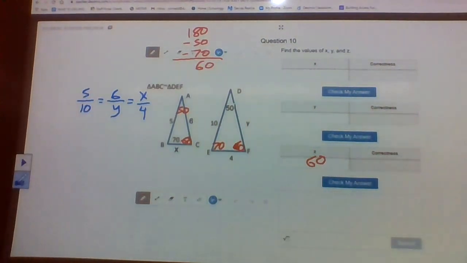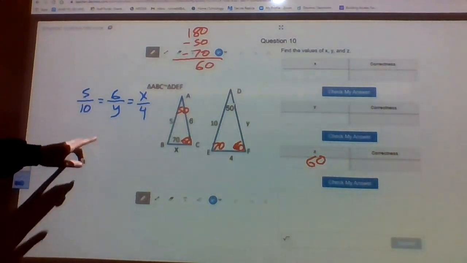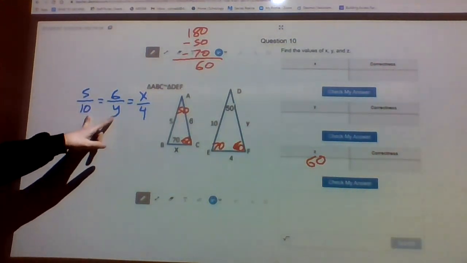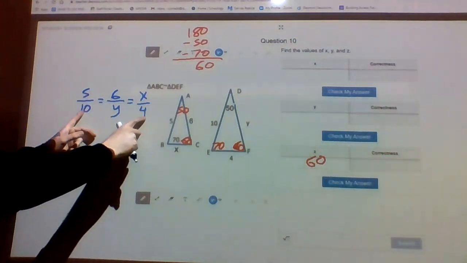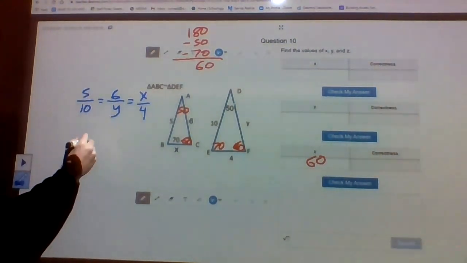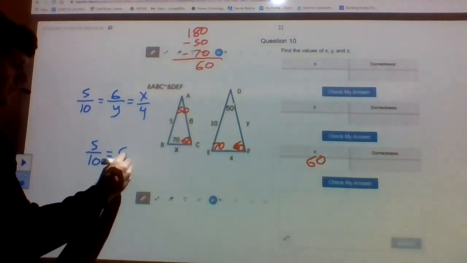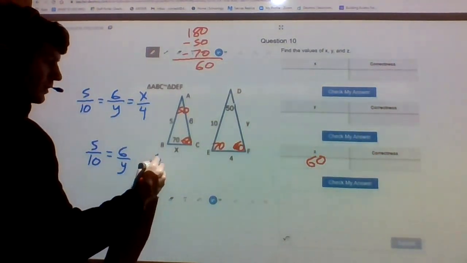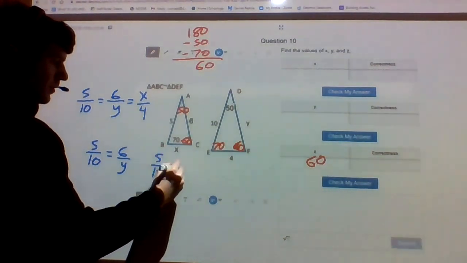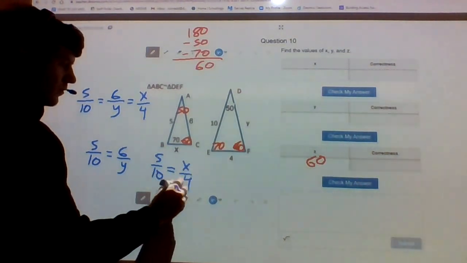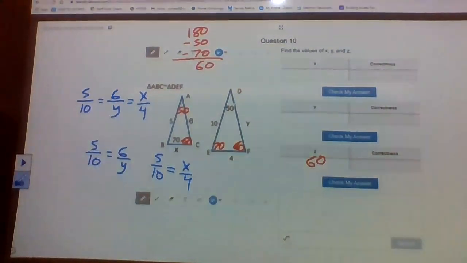To solve here, we only want one variable. So I'm going to pick the first two ratios for one proportion, and then the first and the third ratio for another proportion. So I'm going to do 5 over 10 equals 6 over Y. And I'm going to do that again over here, 5 over 10, except this time I'm going to set it equal to X over 4. So I did these two and then these two. Okay, we want to cross multiply.